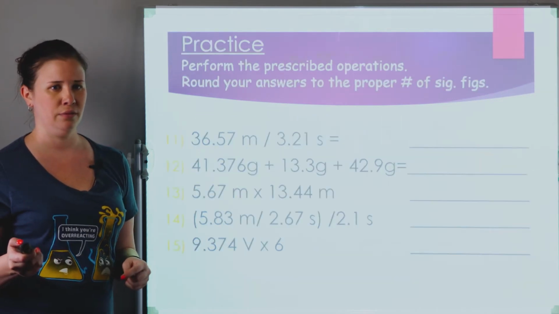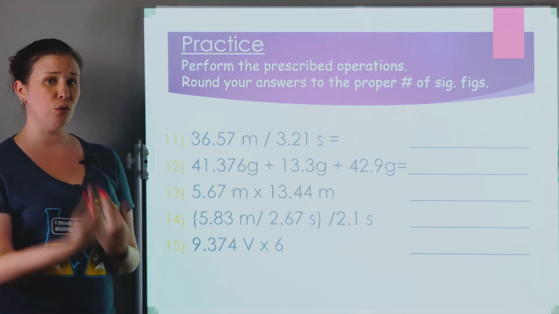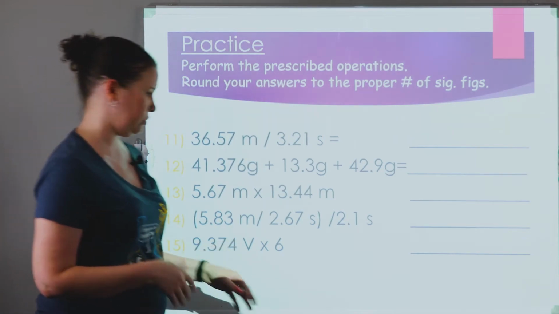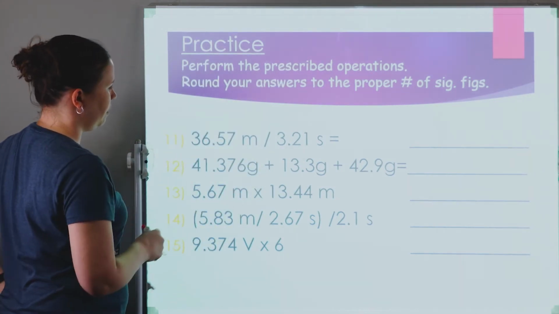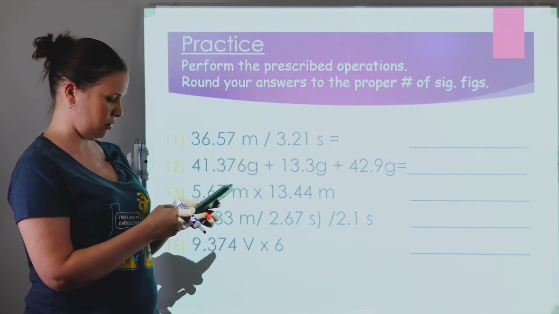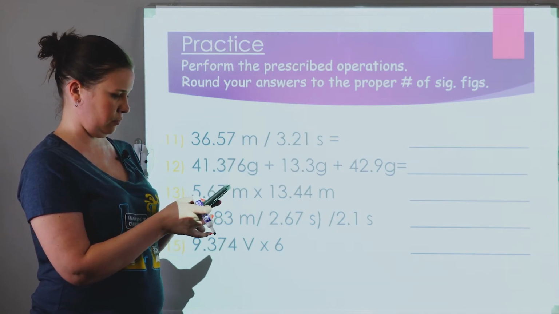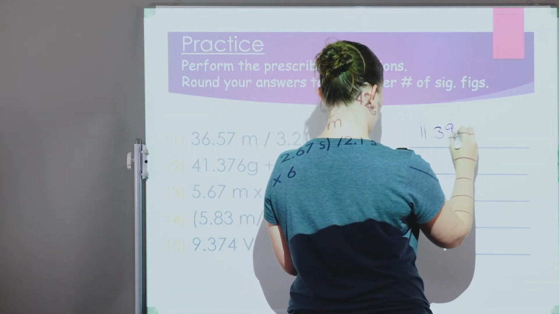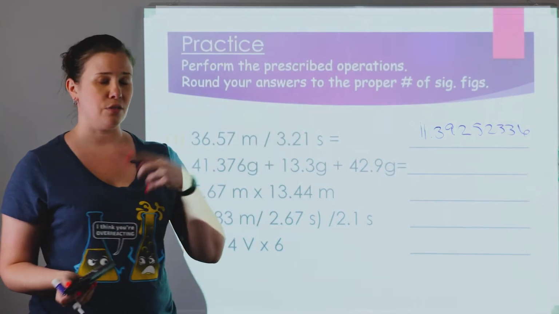All right. So let's practice a few calculations, and this is actually going to give us a little bit of practice with how units work as well. How to derive units, or how to get units that come from other numbers. So first, I have 36.57 meters divided by 3.21 seconds. So I'm going to go ahead and punch that in my calculator. 36.57 divided by 3.21. And I get 11.39252336. And the calculator just goes on and on.